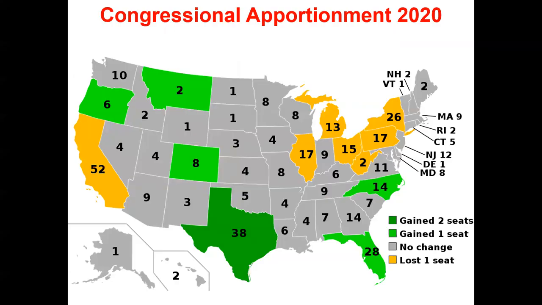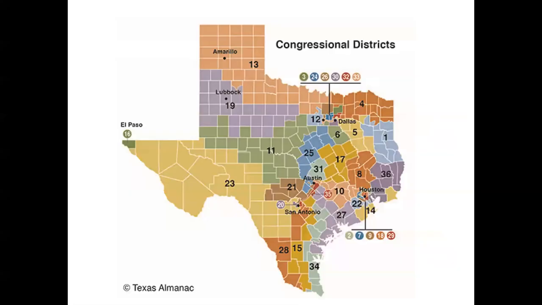But this map also shows the congressional districts, the colorful 38. Remember that question I asked you a few minutes ago? I like the color of this: yellow ones are losing, green ones are gaining. California from 53 is down to 52. Texas from 36 got to 38. So this is the way states, you know, gain and lose members of Congress.